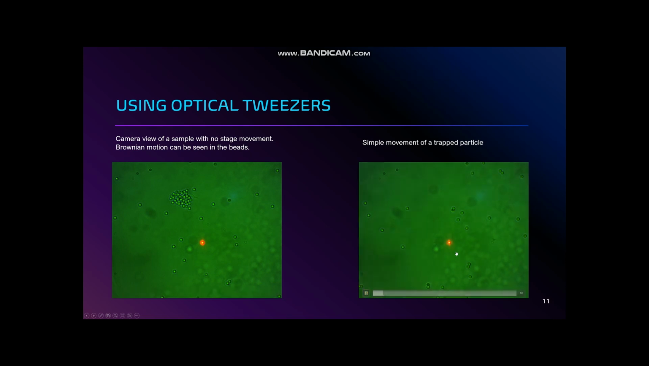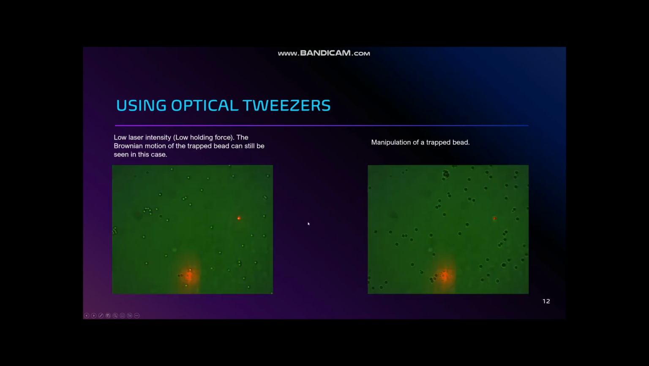Here we can trap a particle. You can again see Brownian motion around. This is a trapped particle here. You can see that sort of bright center, as you see here, and we can move it around. And in this way you can manipulate small particles. Now, we also have just 2 more example videos.